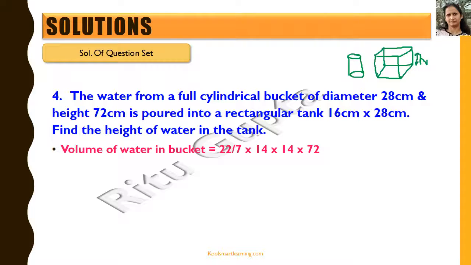into r, which is 14, diameter being 28 centimeter, the radius is 14. So multiplied by 14, multiplied by 14, multiplied by the height, which is 72 centimeter, which comes out to be 44352 centimeter cube.